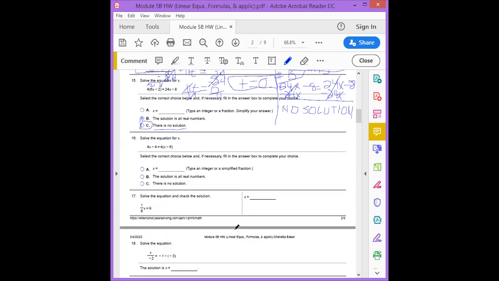All right, let's look at number 16. Make ourselves a little bit of space here. So for 16, we got 4x minus 4 on the left.